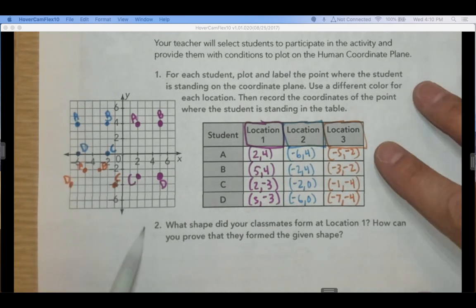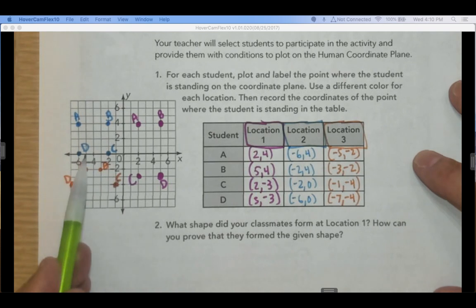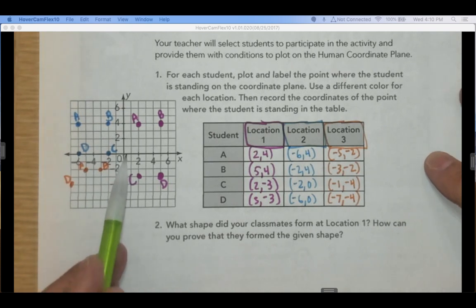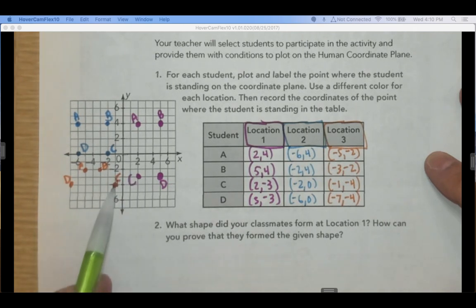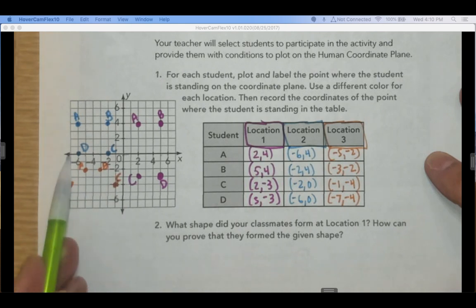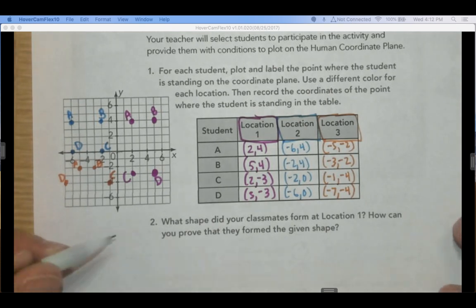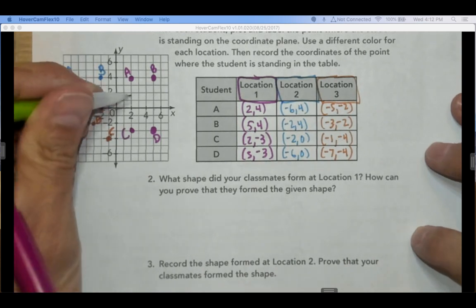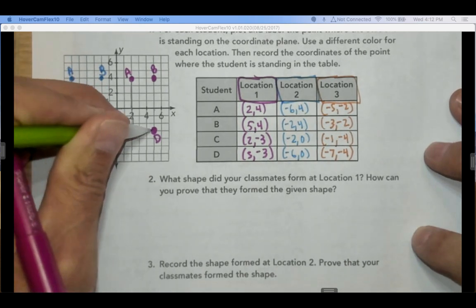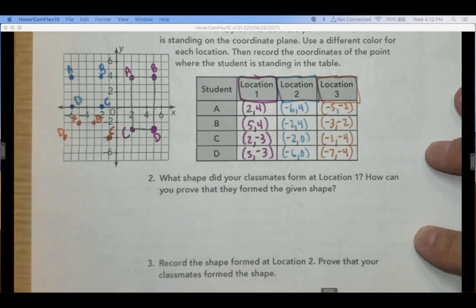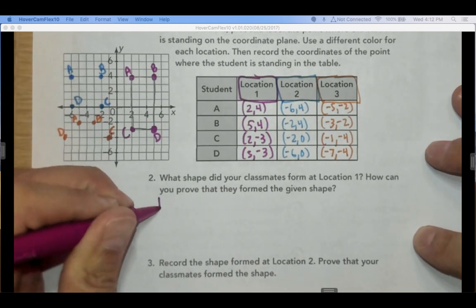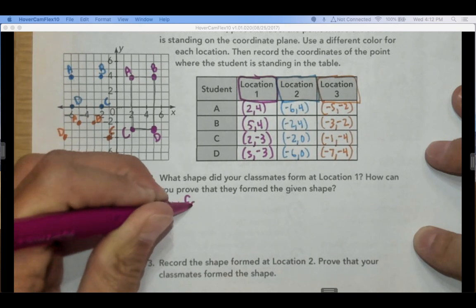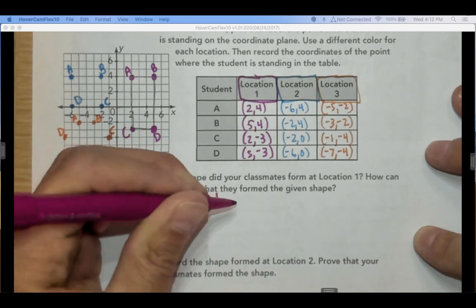For location 3, A would be -5, -2. B would be -3, -2. C would be -1, -4. D would be -7, -4. Number 2, what shape did your classmates form at location 1? All right, so I go to location 1, I connect the dots, and I see that they formed a rectangle.